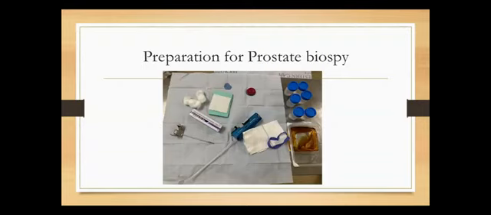So this is a picture of our local setup, how we do it in our center. Kindly note that we have 6 containers. We do a 12-core biopsy. We have 6 containers, 2 cores per container. We don't advocate for more than 2 cores, as it messes with the specimen quality. And we use lignocaine gel also. That's the one in the box, and that's our guide.